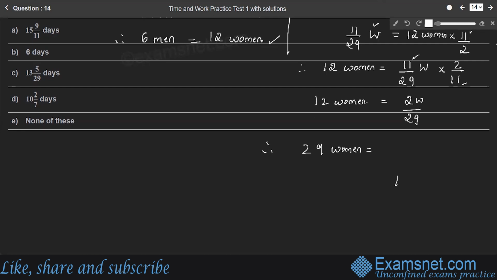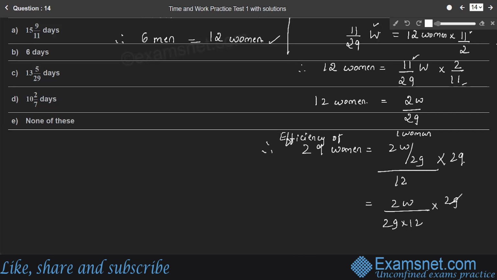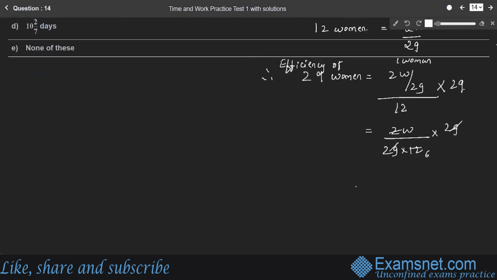So if 12 women is equal to 2W by 29, then 1 woman becomes 2W by 29 by 12. This is the efficiency of 1 woman. Therefore, multiply by 29 to get the efficiency of 29 women, which is 2W by 29 into 12 into 29. We can cancel 29 and 29. 2 into 6 is 12. So the efficiency of 29 women is W by 6, where W is the total work.